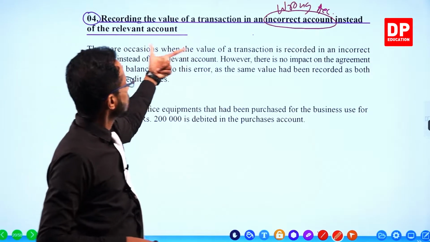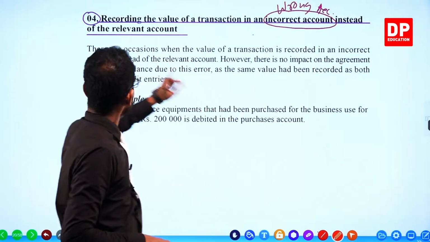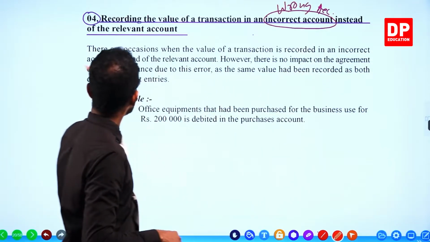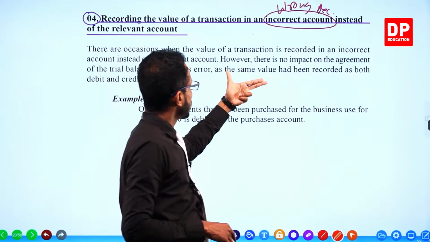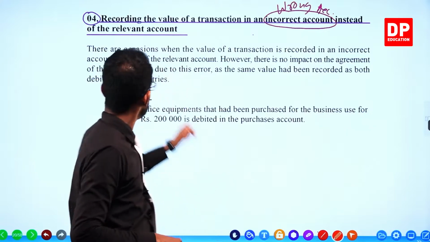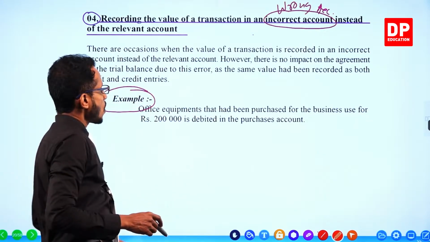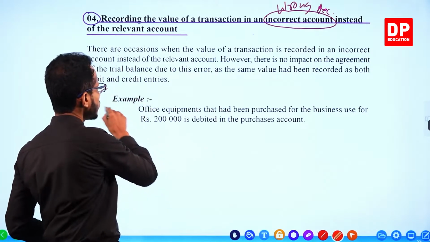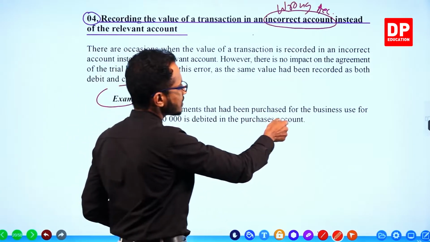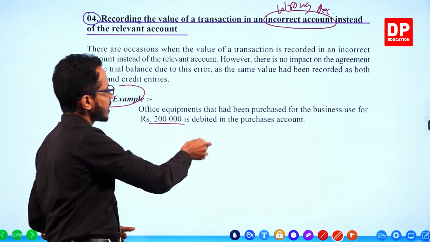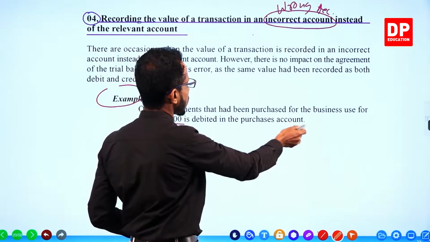There are occasions when the value of a transaction is recorded in an incorrect account instead of the relevant account. However, there is no impact on the agreement of the trial balance due to this error because the same value had been recorded in both debit and credit entries. See, example. Office equipments that had been purchased for business use for rupees 200,000 is debited in the purchases account.